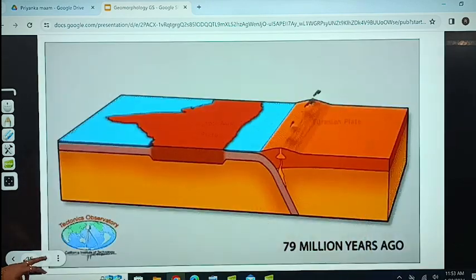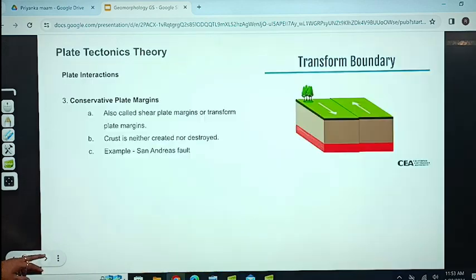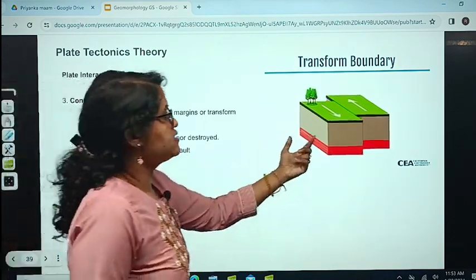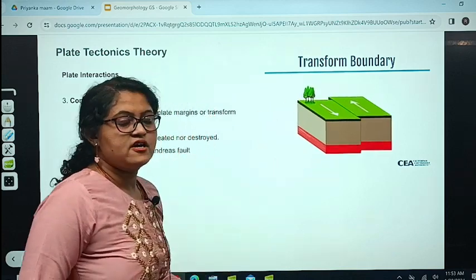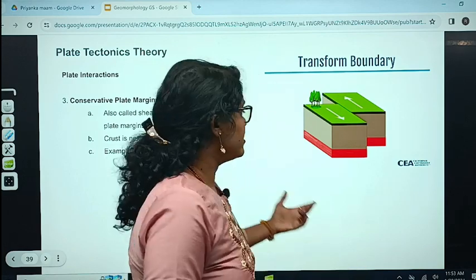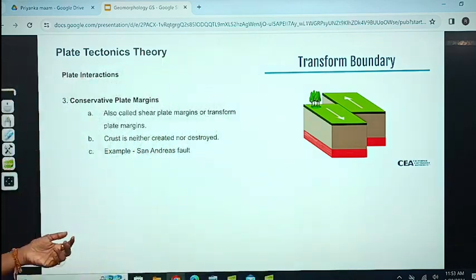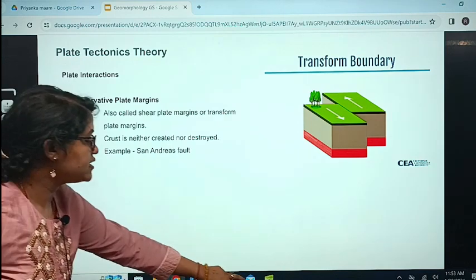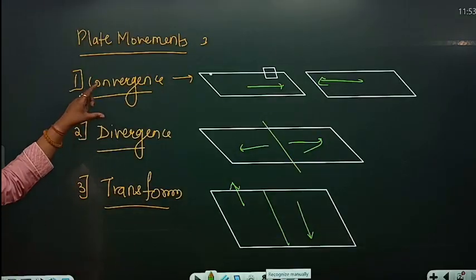So, a simple example first. This is the conservative or transform boundary, where plates are moving past each other. When plates move parallel to each other, a fault is created. For example, the San Andreas fault is a typical example, where crust is neither created nor destroyed. Very, very important are the other two phenomena, that is convergence and divergence.